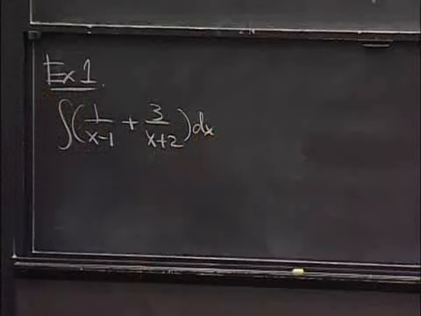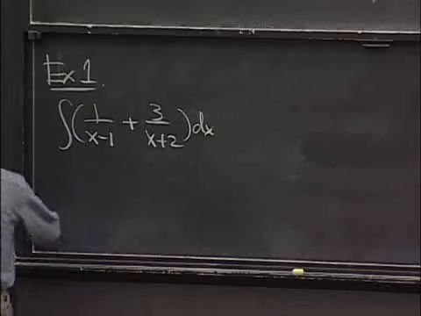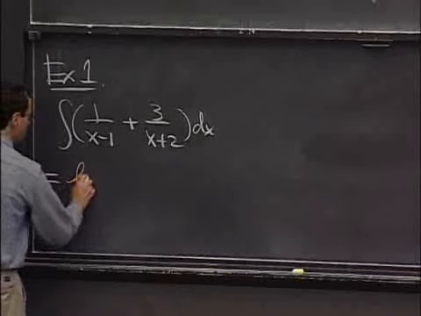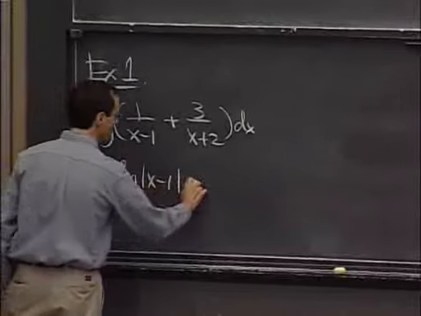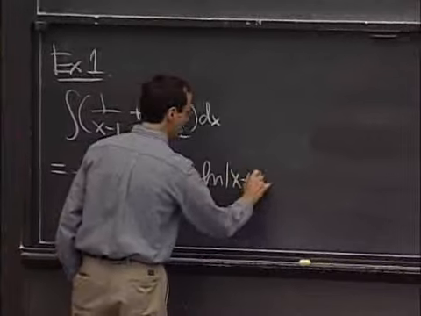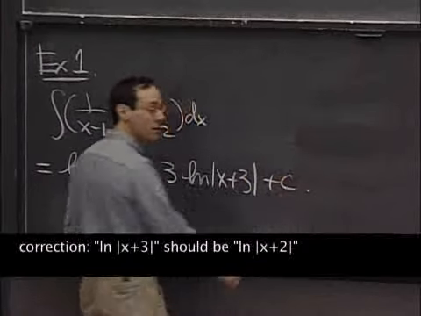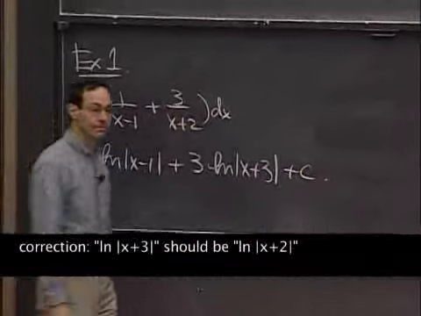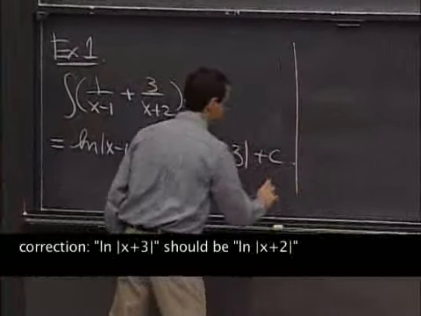Now that's easy to do. It's just, we already know the answer. It's natural log of x minus 1 plus 3 times natural log of x plus 2 plus a constant. So that's done.